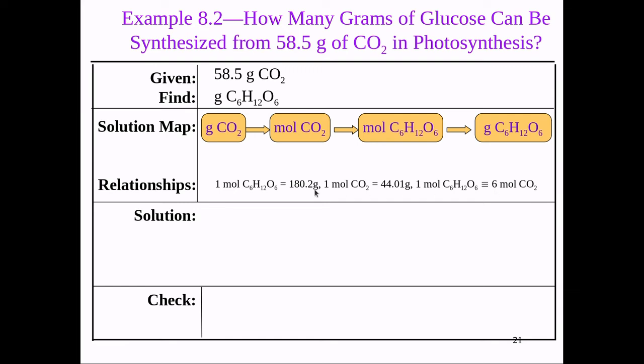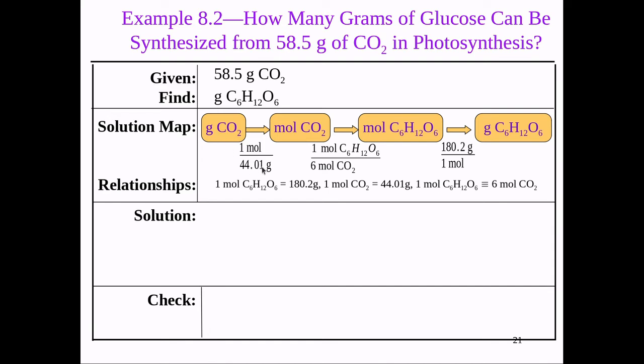And we have to get all of our relationships, right? Remember that we're going to go to our periodic table and we're going to add up the atomic masses for each of these different elements to find its overall formula mass. We're going to do the same thing for CO2, and then we're going to look at the chemical reaction to find the relationship between the moles of glucose and the moles of CO2. And we know that for every 6 moles of CO2 we consume, we're going to produce 1 mole of glucose.